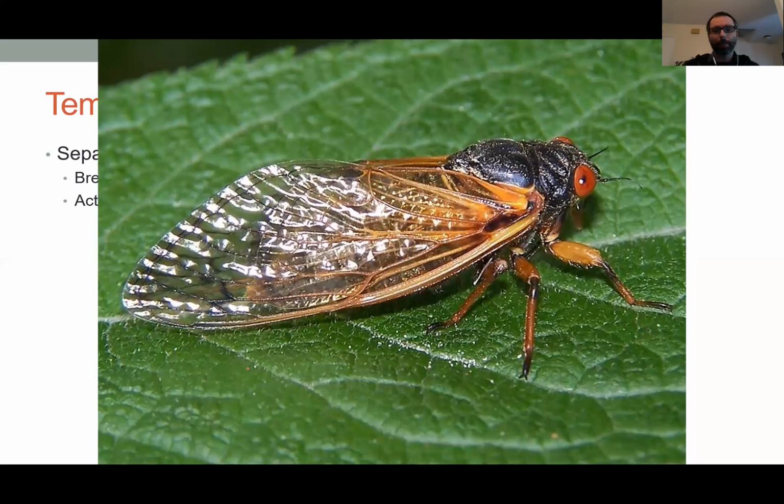One of the most extreme examples of this are these things called cicadas. We don't have these bugs around here, but they're rather large and found in the South and the Eastern United States.